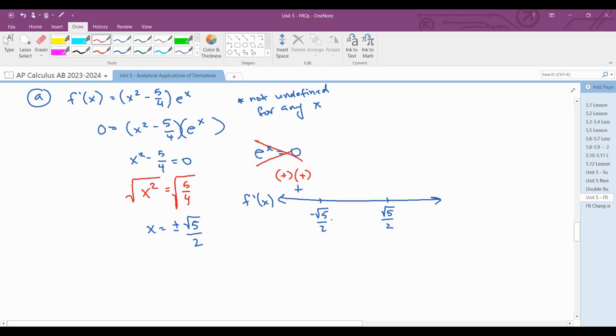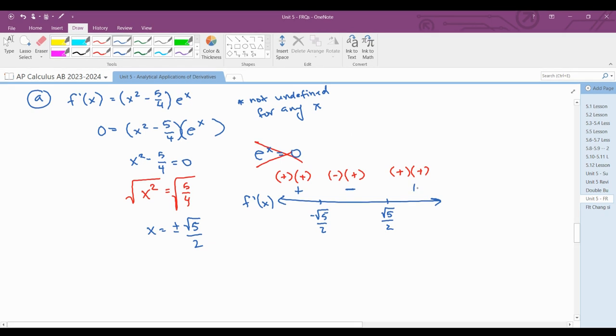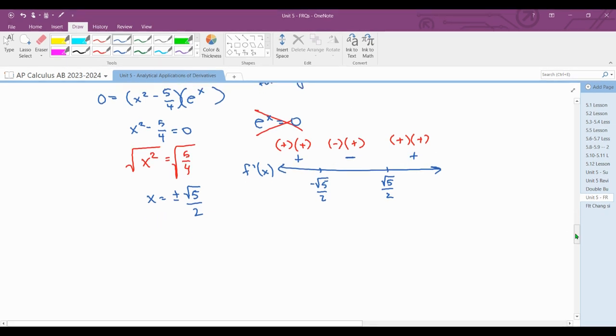If you plug in something between negative square root 5 over 2 and positive square root 5 over 2, something like 0, for example, well, in the first group here, if you plug in 0 for x squared, that'll give you 0 minus 5 over 4, which is negative. And then e to the 0, that would be positive. So what you end up getting is a negative here. And then again here, plug in something super positive, like 1,000 or 1,000,000, you get a positive and then a positive here. So in the end, in this interval, our derivative is positive. So it turns positive, negative, positive, and then that's going to tell us whether we have a relative maximum or minimum.